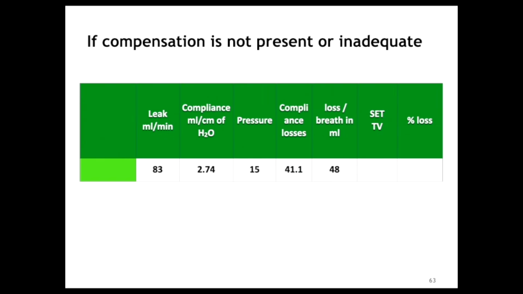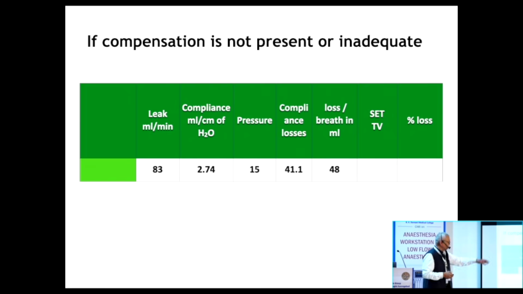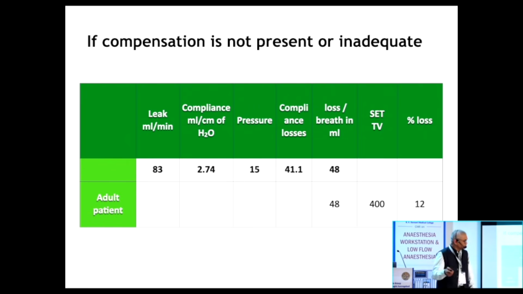Now, let us look at the values which I gave you, okay. The leak was 83 ml, compliance is 2.7. We'll find out whether it is important or not, because we have not realized this, right? We have not used this any time. Suppose we are ventilating at a pressure of 15. So the compliance loss in each breath would be 41 ml, and so the total loss would be 48. Now in your adult patient, suppose you are ventilating at 400 ml, a 48 ml loss would be 10%. Not a very big deal. You know EtCO2 and you can change it.